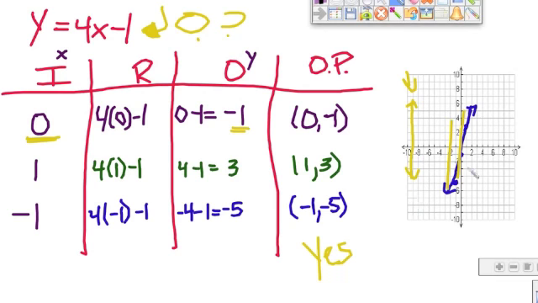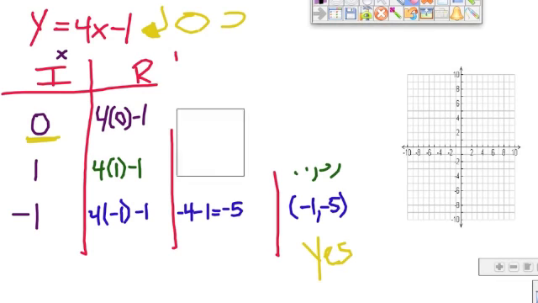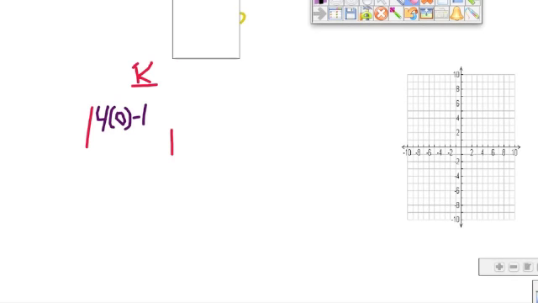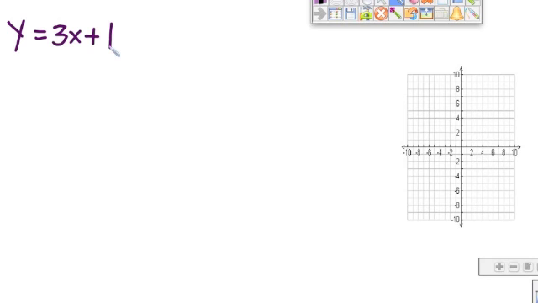Okay, so let's try another one. I'm going to erase all this so I don't lose my graph. Okay, here we go. Alright, almost done there. So, our next equation is going to be y equals 3x plus 1. Okay, again, you have your input, your rule, your output, your ordered pair.